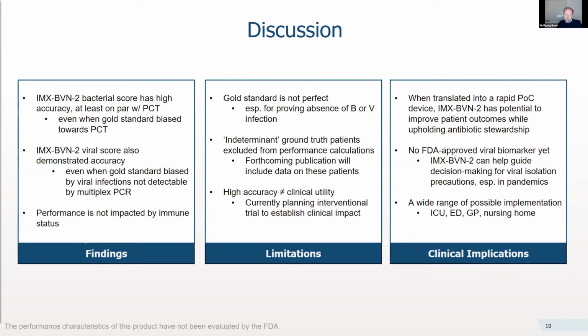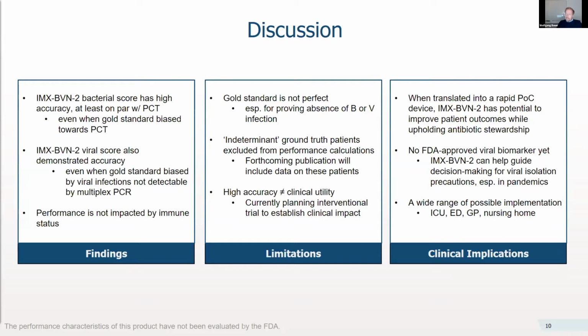What are the limitations? Well, the gold standard, the clinical adjudication, is not perfect. We might miss an infection, and it's even more complicated. It's hard to prove the absence of an infection for the adjudicator. We left out in our adjudication the unlikely and probable rated patients as inconclusive with our consensus adjudication here. We will show these data in our forthcoming publication.